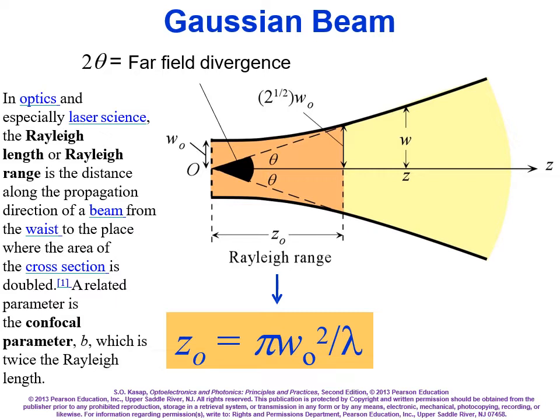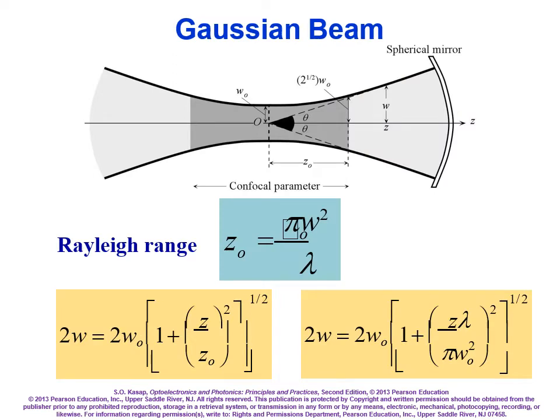In optics, and especially in laser science, the Rayleigh length or Rayleigh range is the distance along the propagation direction of a beam from the waist to the place where the area of the cross section is doubled. A related parameter is the confocal parameter b, which is twice the Rayleigh length, where z0 equals πw0² divided by λ, where z0 is the Rayleigh length. Now, this is a special spherical mirror where we can see that the Gaussian beam works. However, 2W is the equation of the Rayleigh length and the Rayleigh range is W0. These two equations are very important to solve mathematical problems related to the Gaussian beam.